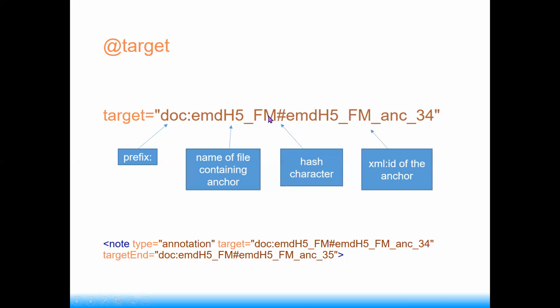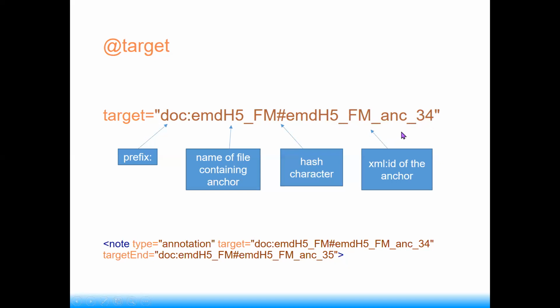Once we've identified the document that contains the anchor, we then need to add the XML ID of the anchor. We use the hashtag to say to the processor, now that you're in this file, go and look for the XML ID in this file. The hashtag always says, go and look in the file that we're already in or that I've just sent you to. And here's the XML ID of the anchor, EMD H5_FM for Folio Modern_ANC_34.